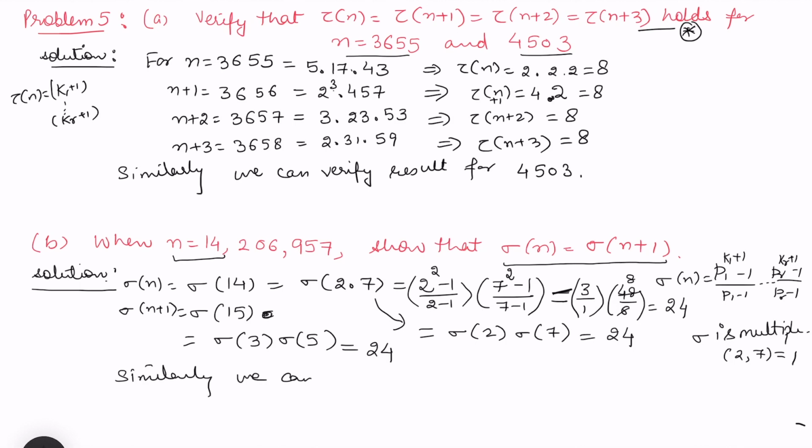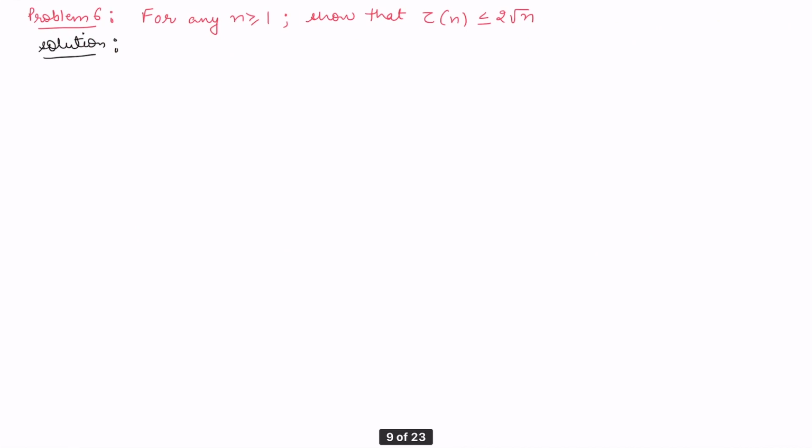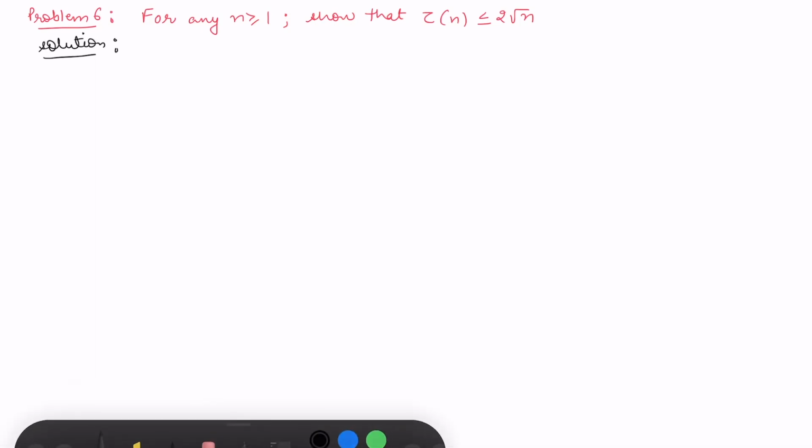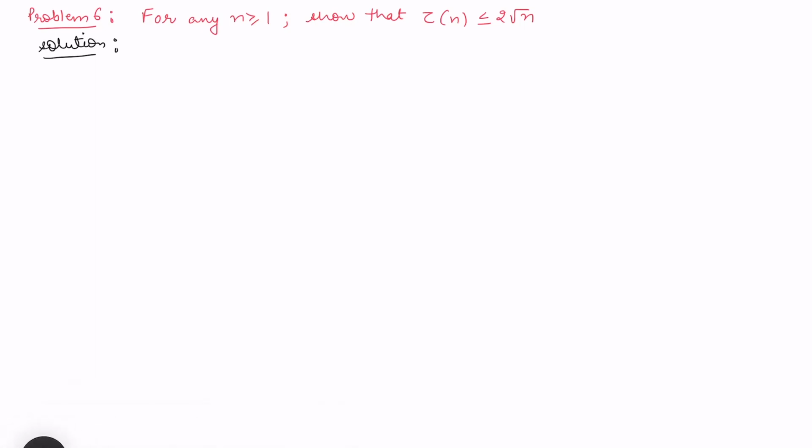we can find results for 206 and 977. Now in the next case we want to prove that tau n is less than or equal to 2 to the power root n. So for this case what we need to show is that for every positive integer n, tau n satisfies this inequality.